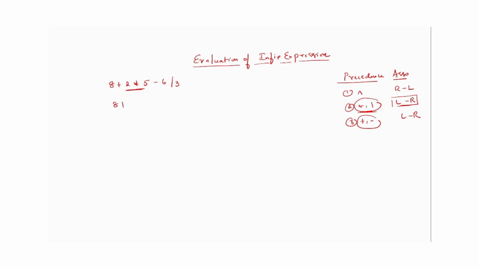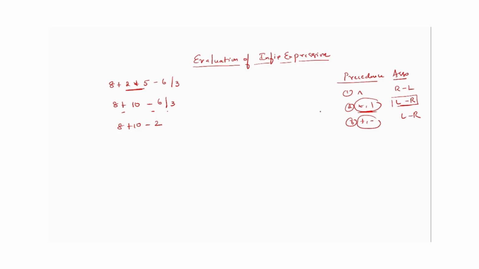So I will write 8 plus 10 minus 6 by 3. Now what are the operators that are left? Plus is left, minus is left, and division is left. Clearly division has greater precedence than plus and minus. Therefore we will solve division here. 8 plus 10 minus 6 by 3 is 2, correct?